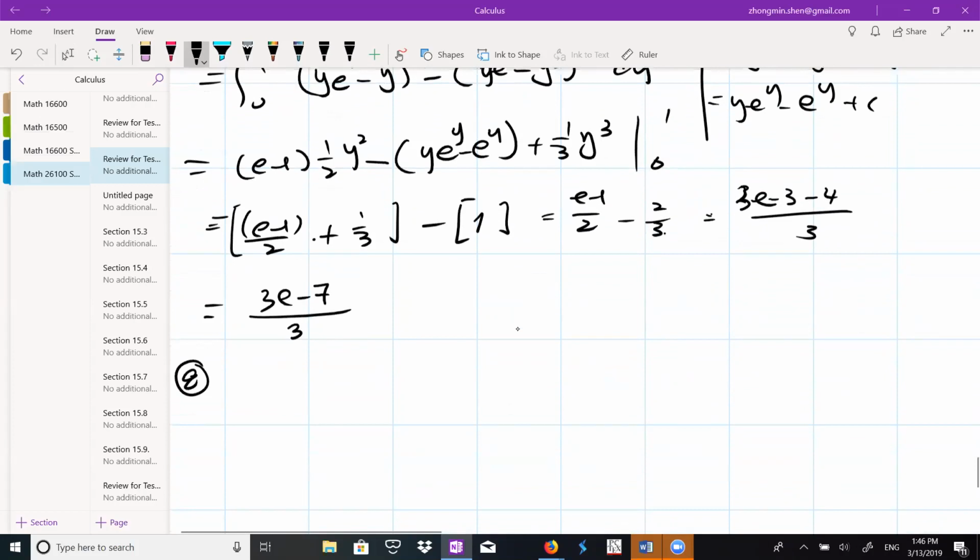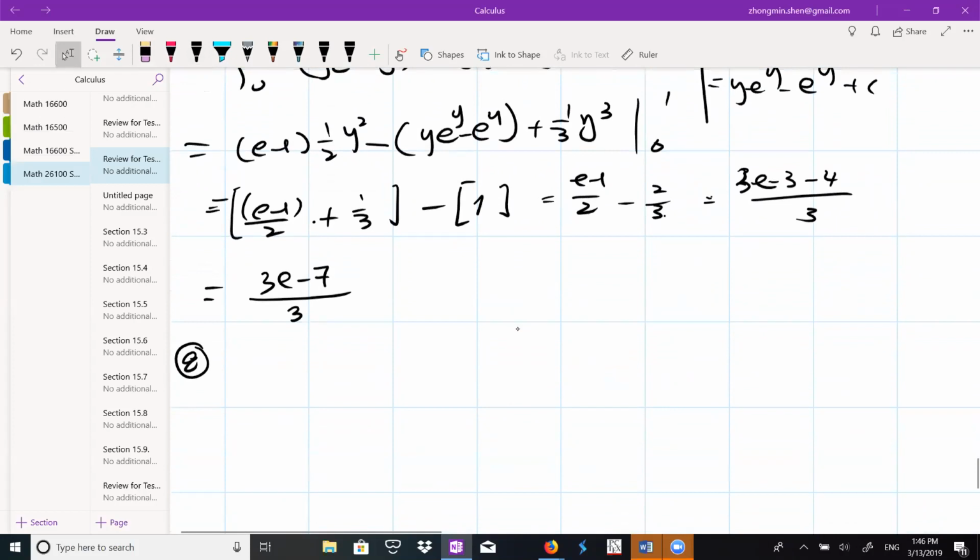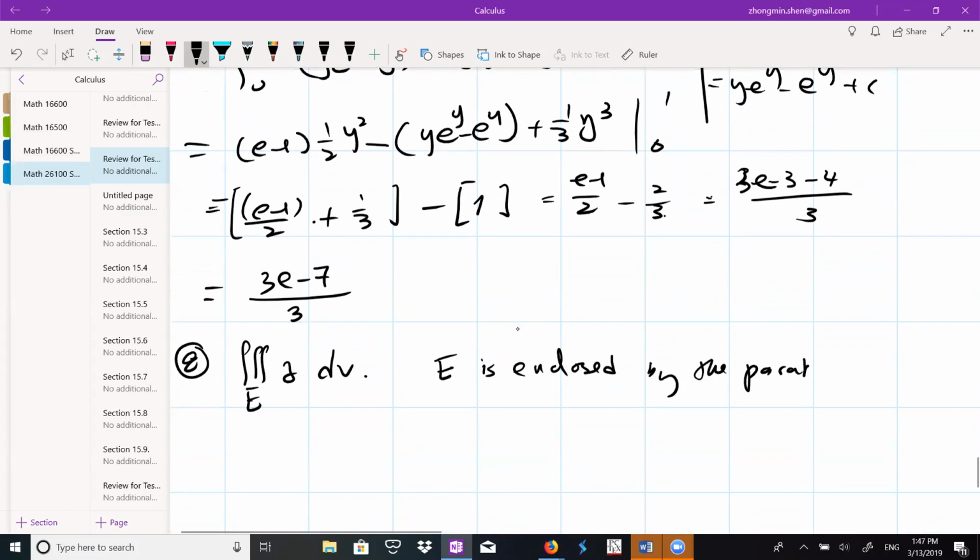So number 8. This is a triple integral of z dV. E is enclosed by the paraboloid z equals x squared plus y squared, and there's a plane z equals 4.